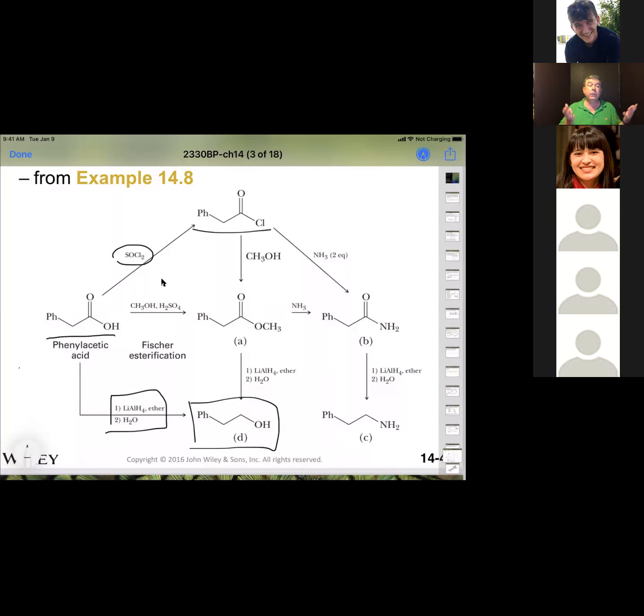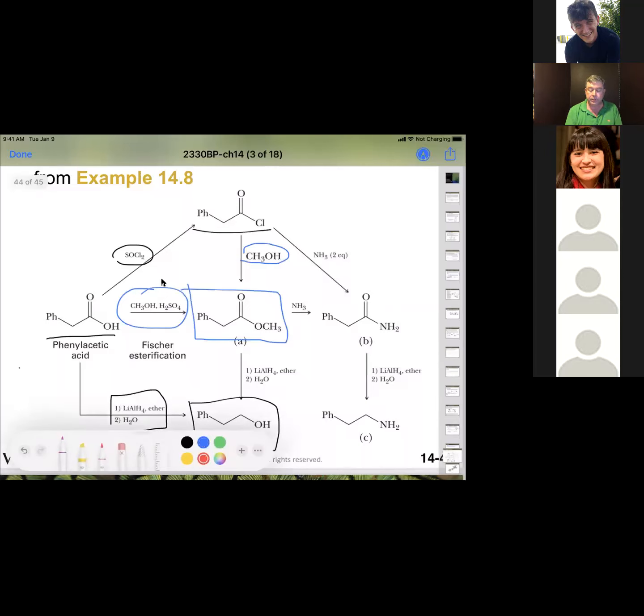Or we could react it with catalytic acid and an alcohol right here, and we're going to turn it into the ester. But we could make the ester from the acid chloride too. All we have to do is add a little alcohol. And we just learned that we can reduce our ester using lithium aluminum hydride and get to the primary alcohol again.